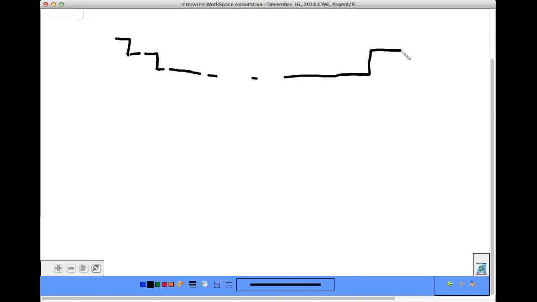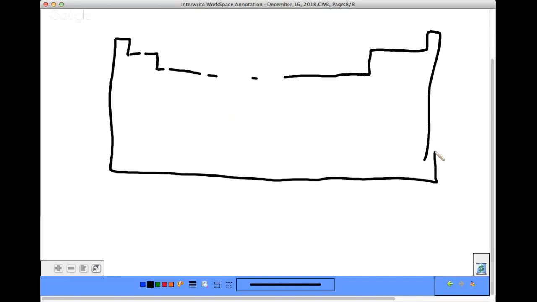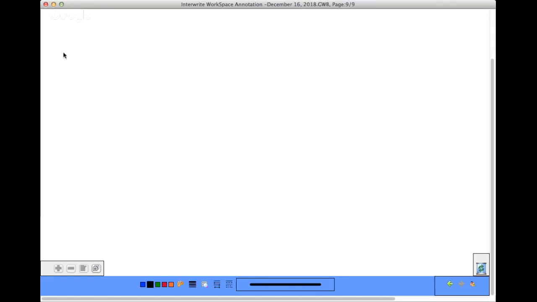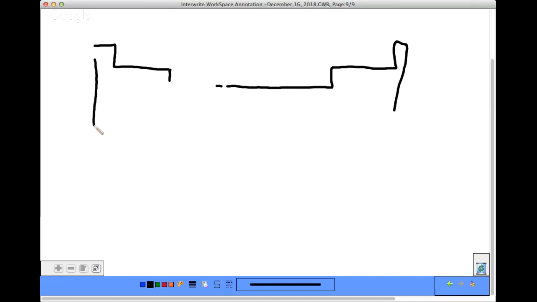You guys, my pen is slowly dying, so I don't know how much longer I have for writing. Okay, so let's say that, oh, this got really messy. That's not what I wanted to do. Oh, well, we'll start over. Okay. Here's my very messy periodic table.